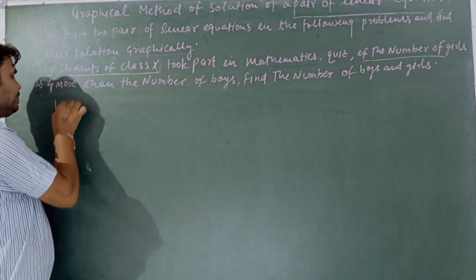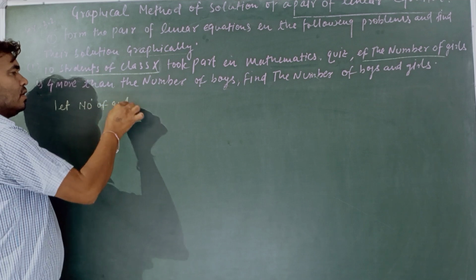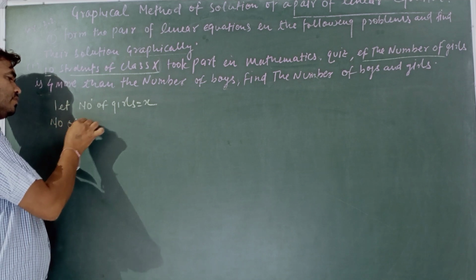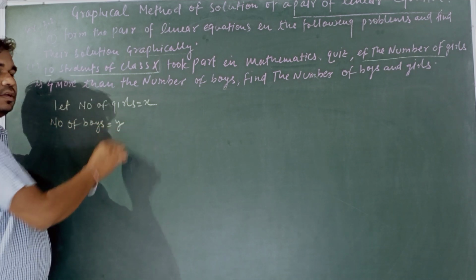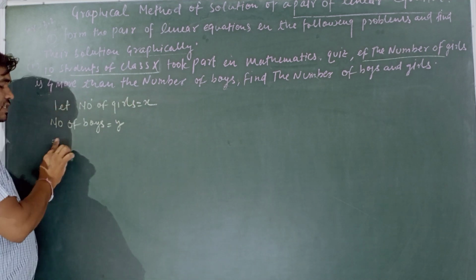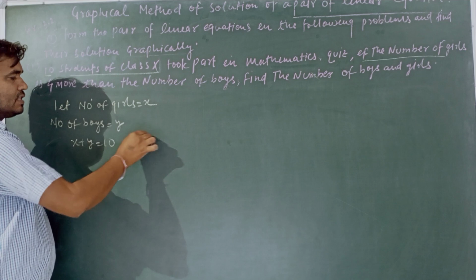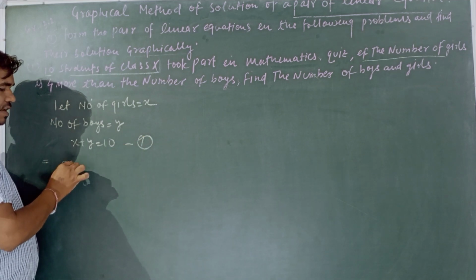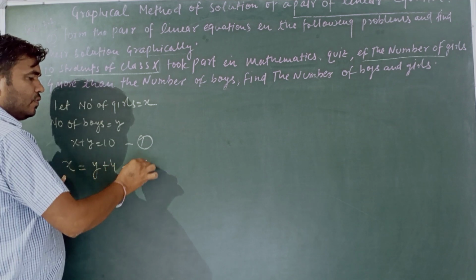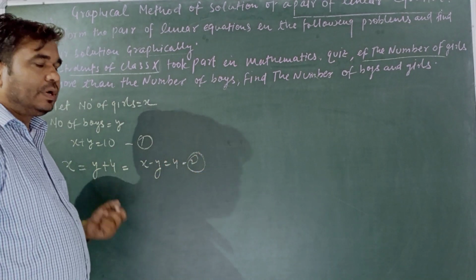Let the number of girls equal x and the number of boys equal y. According to the first condition, x plus y equals 10. The second condition is that the number of girls is 4 more, so we get x minus y equals 4.